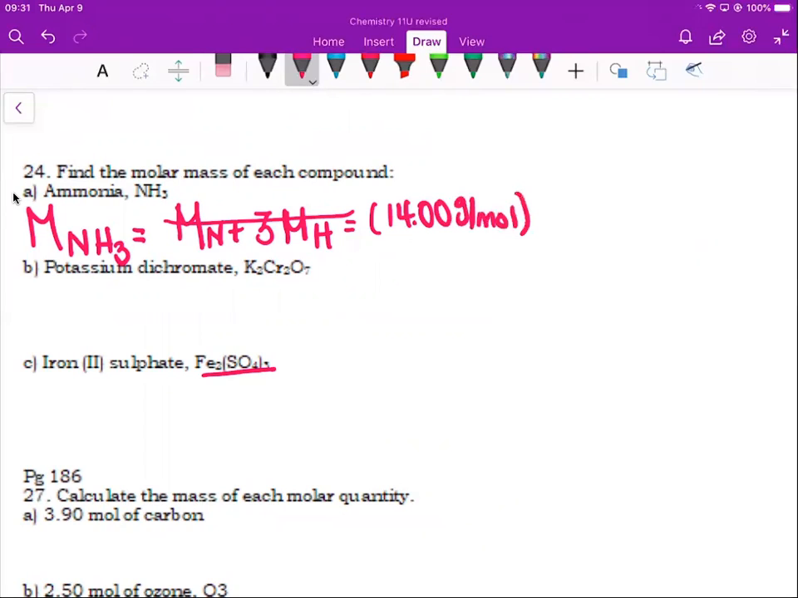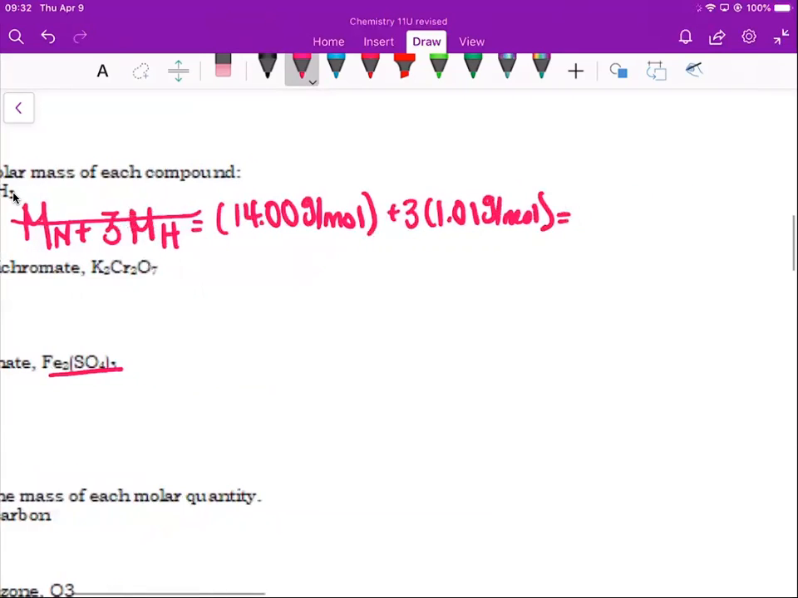But show me what you're calculating. 14.0 grams per mole. So if I have 6.02 times 10 to the 23 atoms of nitrogen, it weighs 14 grams, plus 3 times 1.01 grams per mole. Do this all on your calculator and you should get 17.03 grams per mole. Now, when you're calculating molar mass, don't worry about scientific notation, don't worry about significant digits, always put 2 decimal places.